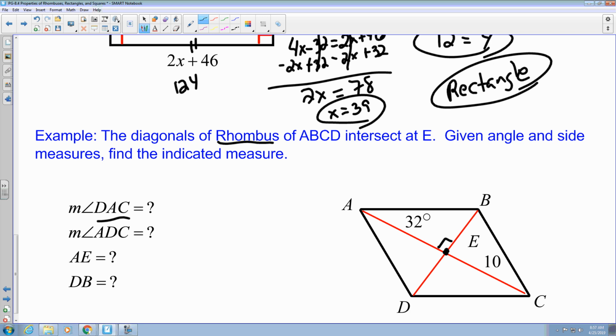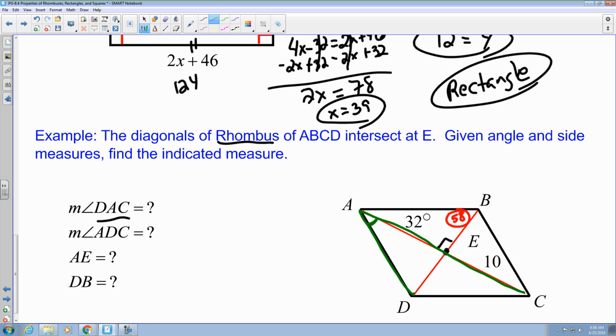So with that being said, let's look at the first one here, DAC. I'm going to write in a different color. We're trying to find this angle right here, DAC. Since this is 32, to help us find that, let's figure out what this one is, because we have all the information in that triangle. So 180 minus 90 minus 32 is going to be 58. So this right here is 58 degrees.